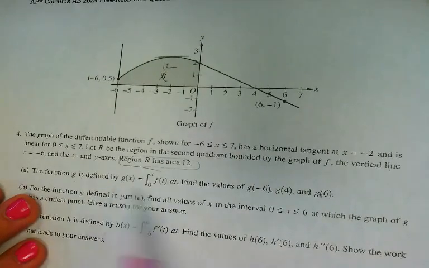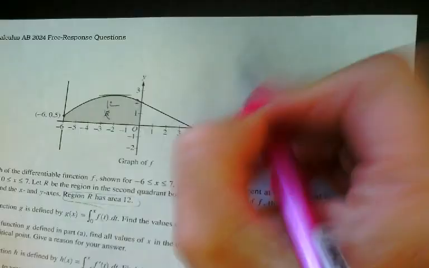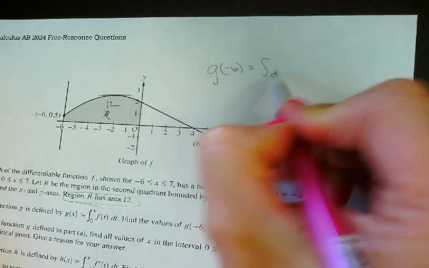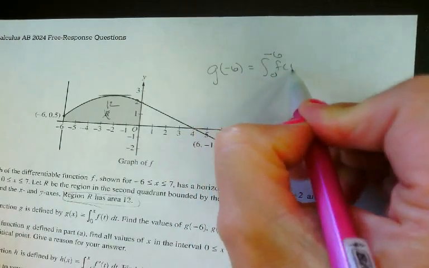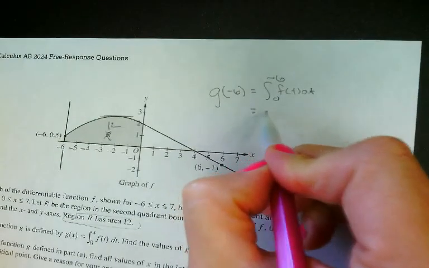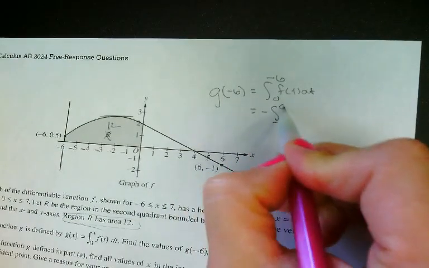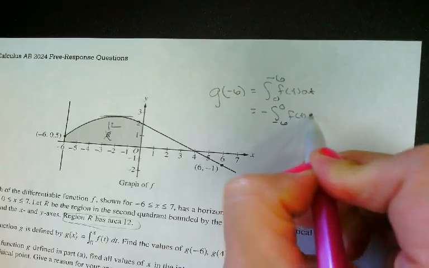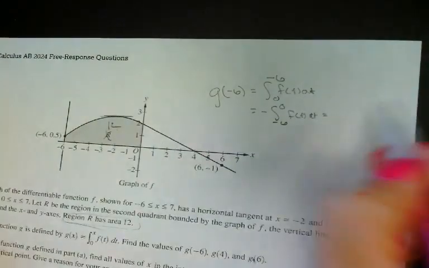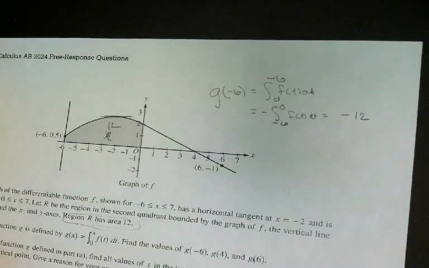So the function g is defined here, and you just simply want these three things. So I just want g of -6. So all I'm doing is replacing my x's with a -6. So once I write it out, I notice my bounds are backwards, so I'm going to say it's the negative integral from -6 to 0. And what do I know about that answer? It's not R, but it's 12. So I'm going to say that's -12.